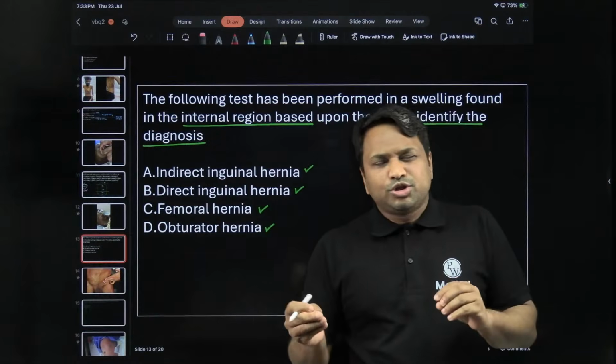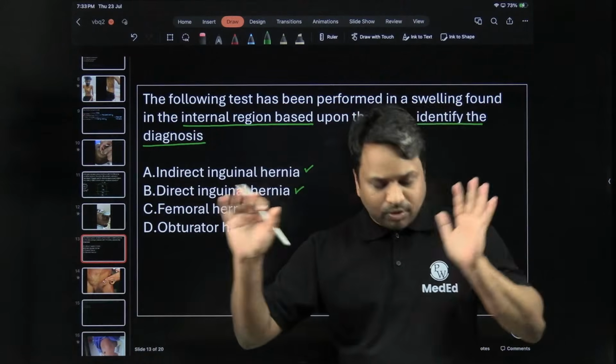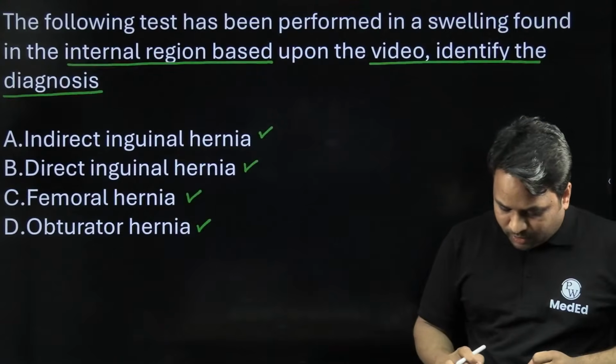Obturator hernia cannot be it, because usually we talk about Howship-Romberg sign and Hannington-Kiefer sign, which we have already discussed. So let's go with the video and see.